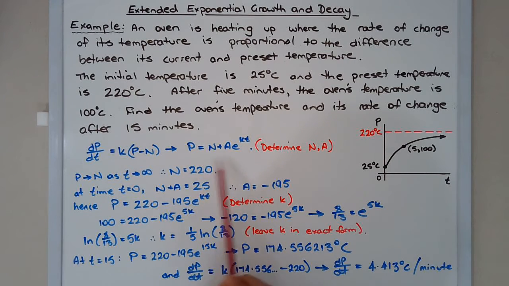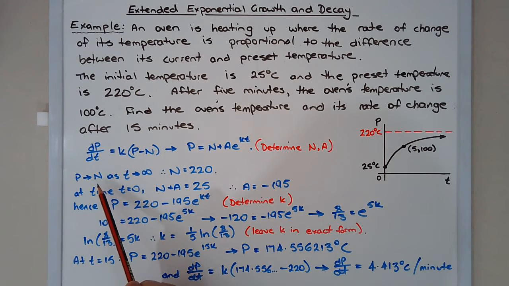Now the equation that solves this differential equation is P equals N plus A multiplied by e to the power of kt. After all, if you differentiate this, you get this. So this is the equation that generates this differential equation. Now our first step is to determine N and A, or their values.